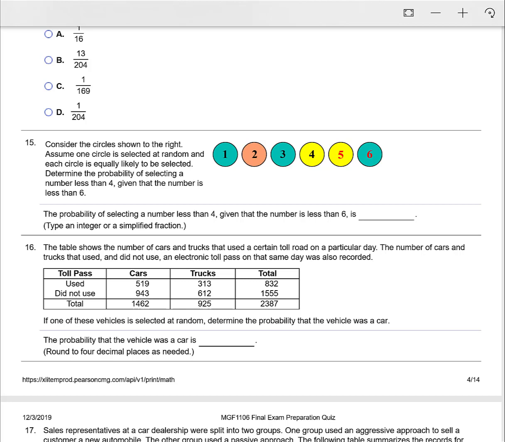If we're going to talk about given the number is less than 6, that means we're going to be focusing on these circles here. There are 5 of those. So my denominator here is going to be 5. And of those, how many are numbers less than 4? That's going to be 3. So the answer here is 3 over 5.